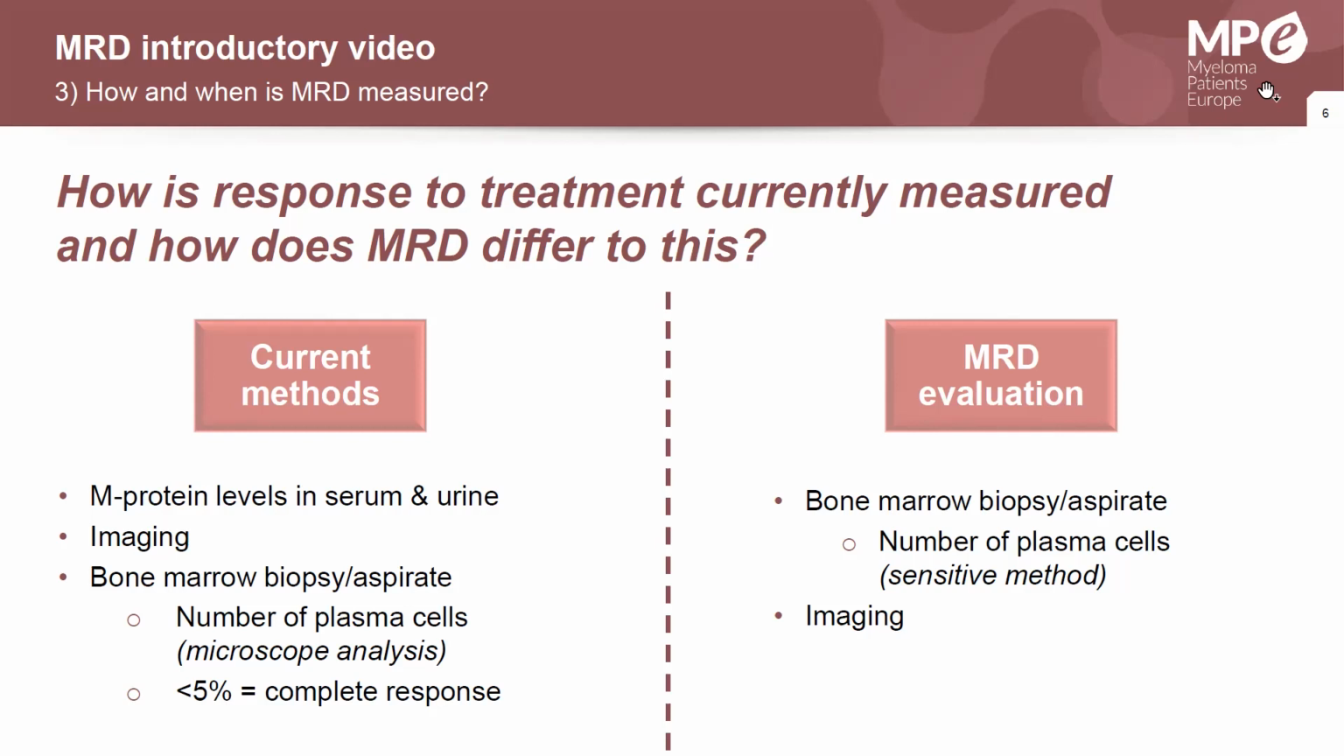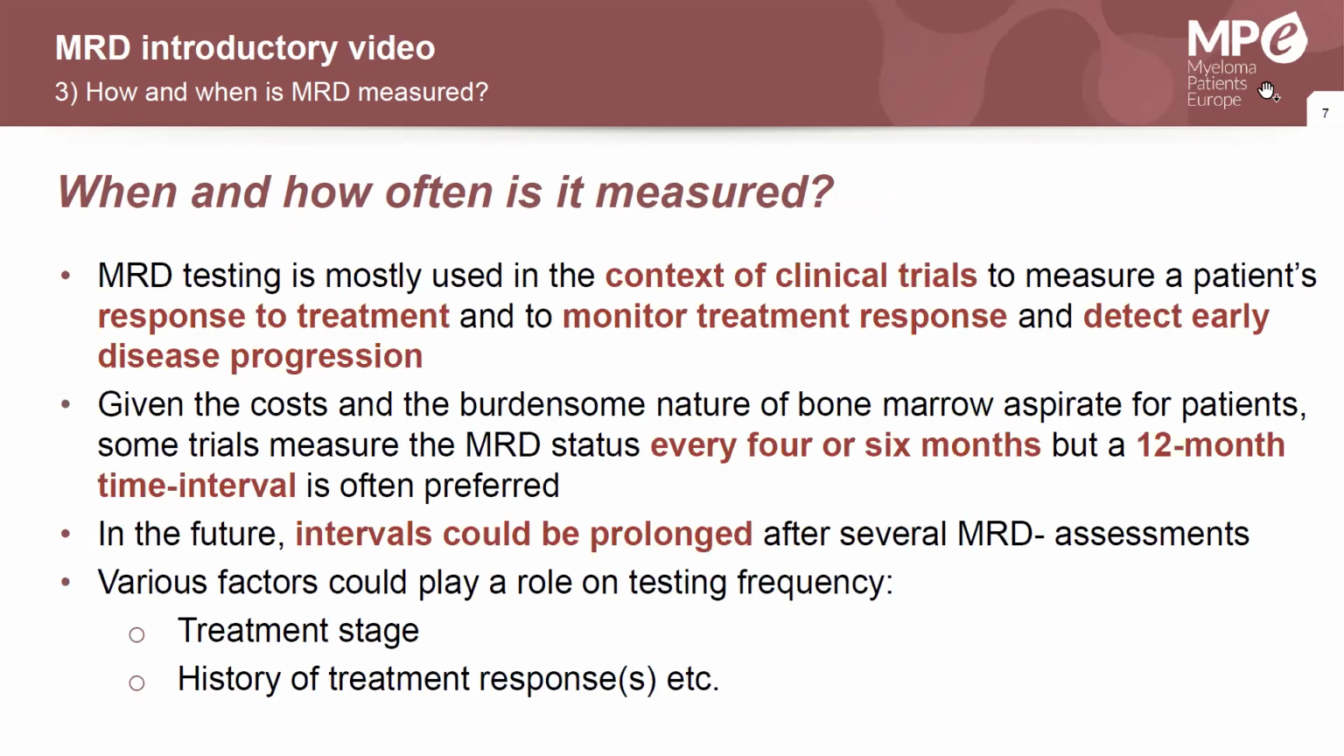So when and how often is this measured? Well, MRD testing is mostly used in the context of clinical trials at the moment, and when and how often MRD is measured therefore depends on the specific clinical trial. It is used to measure a patient's response to treatment, so it's usually checked after a patient has achieved a complete response to detect residual disease levels. It might also be regularly tested after this to monitor treatment response and detect early disease progression.